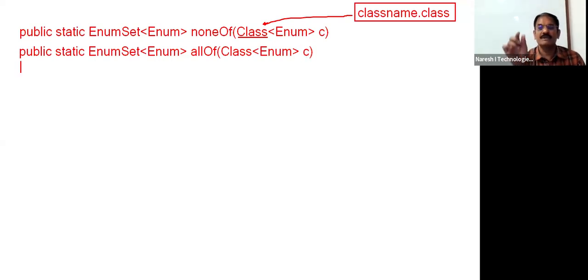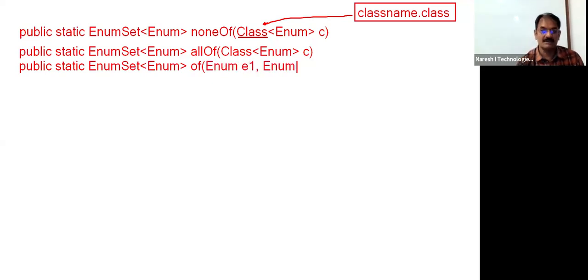Then if you give the class name dot class, meaning Course.class, all named constants will be stored inside the EnumSet. The third method is public static EnumSet of enum. I don't want all, a few I want. Then the of method. What is the method name? The of method with overloaded functionality. Then directly you can pass the first enum object, enum e1, comma, enum varargs. So a minimum of one enum you have to pass. If you want to pass more than one enum, your wish, you can pass.